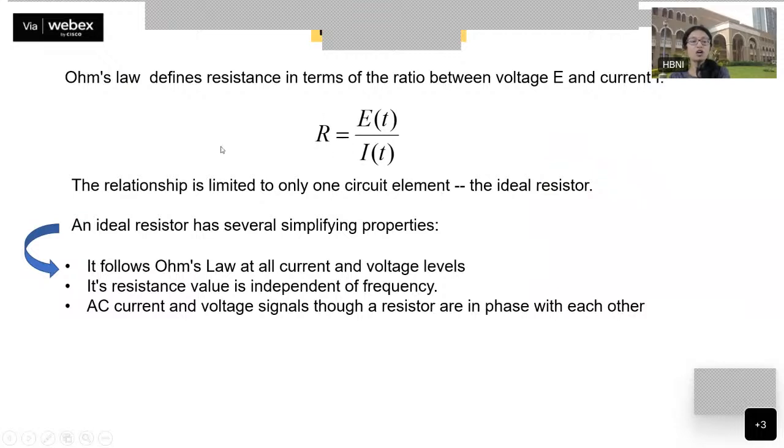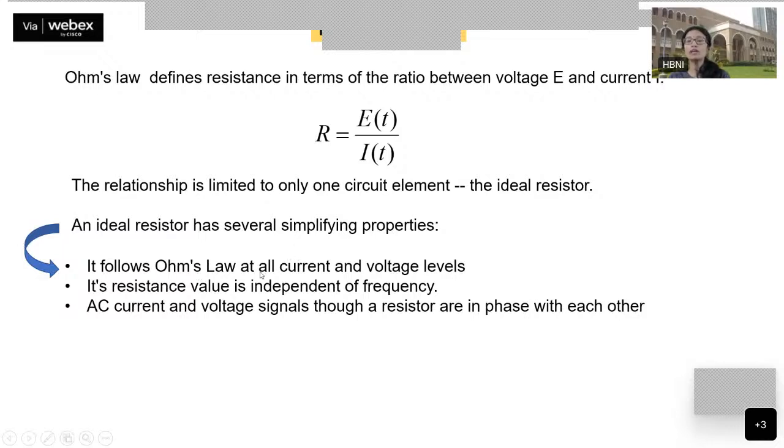So here we'll talk about Ohm's law. As you know, it defines the resistance in terms of the ratio between voltage and the current. So R is equal to E by I. But you have to understand the relationship is limited to only one circuit element, which is the ideal resistor. An ideal resistor has several simplifying properties.